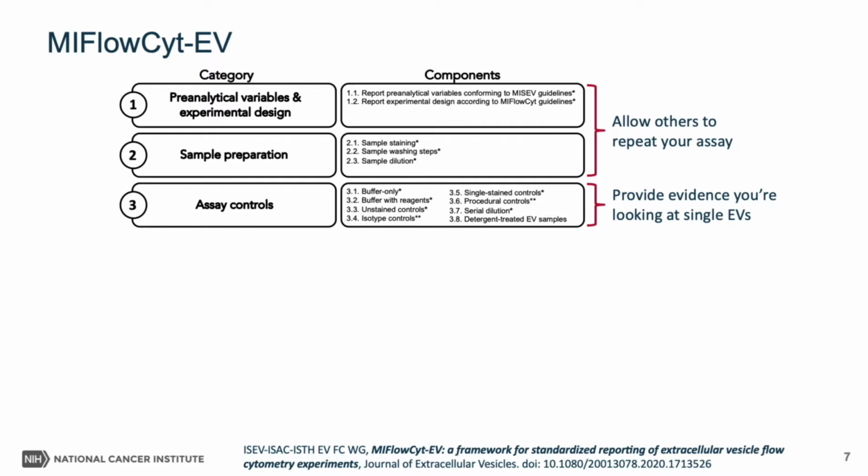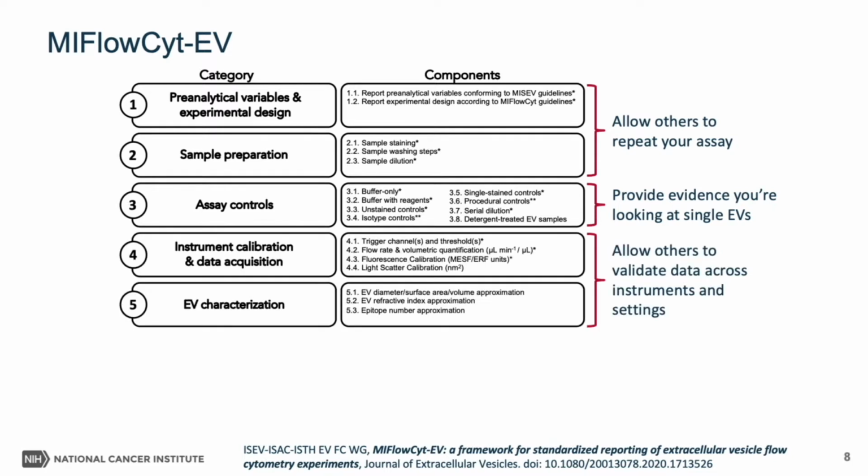So up until this point, if you've completed all of these three components perfectly, you'll have demonstrated that you're able to detect single EVs and you'll have provided enough detail for others to reproduce your assay. You won't, however, have provided enough detail for others to validate your assay.